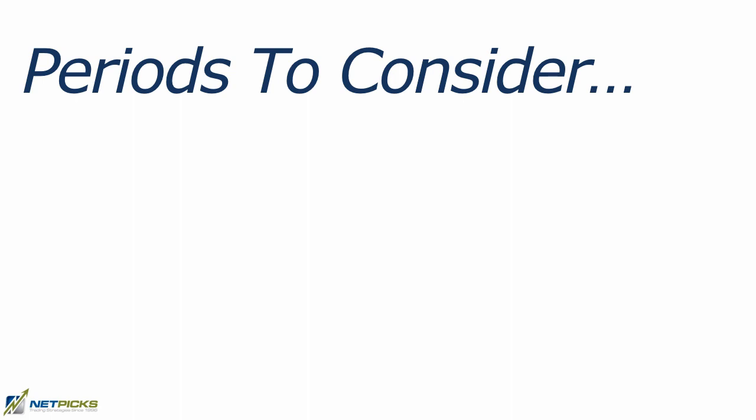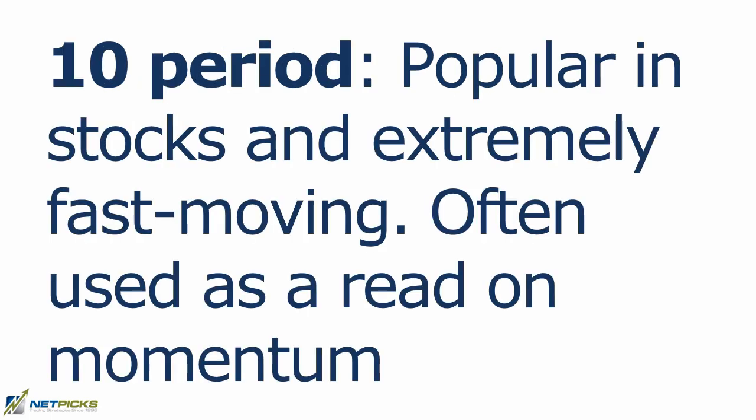But when it comes to the period and length, I'll give you 3 different period settings you should think about using. The 10 period, it's pretty popular in stocks. It's fast moving. Oftentimes it's used to read momentum.